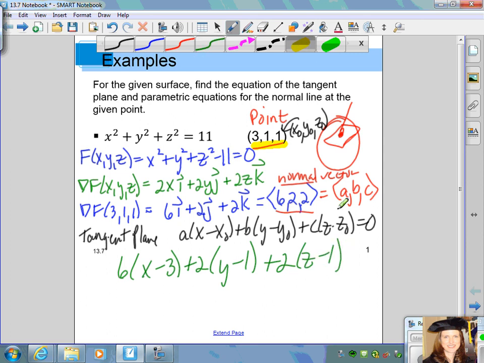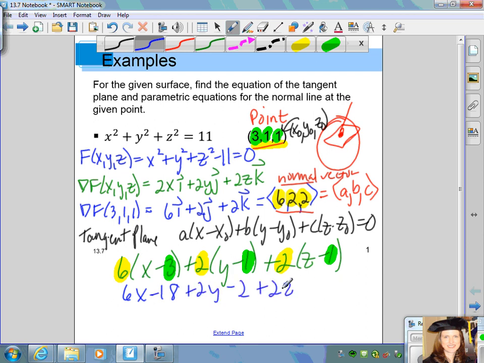Again, I'm using 6 for A, 2 for B, 2 for C, and then for the point, x sub 0 is 3, y sub 0 is 1, and z sub 0 is 1. Now you can distribute this, combine like terms, and divide out any common factors to simplify this equation. If we distribute, we get 6x minus 18 plus 2y minus 2 plus 2z minus 2. Sorry, that should all be equal to 0.